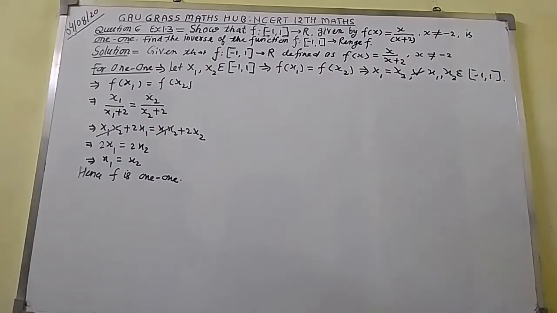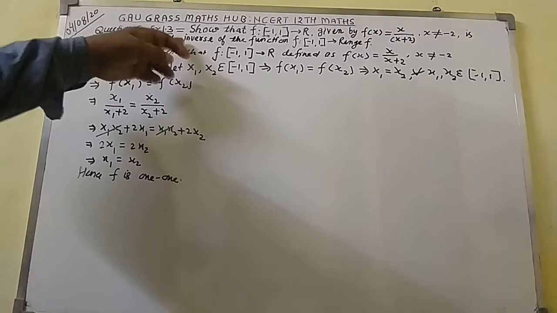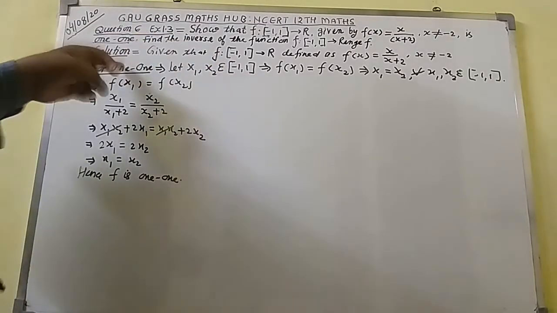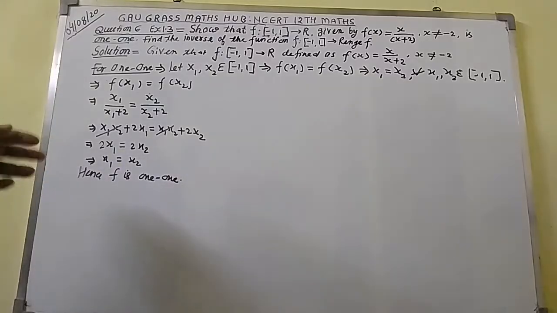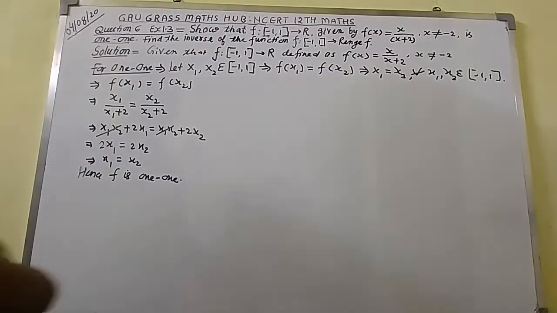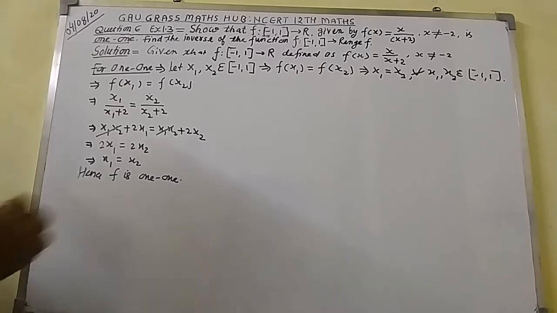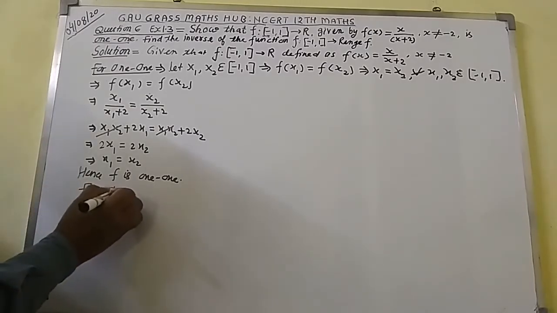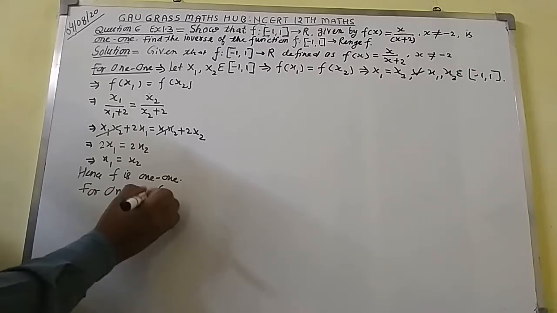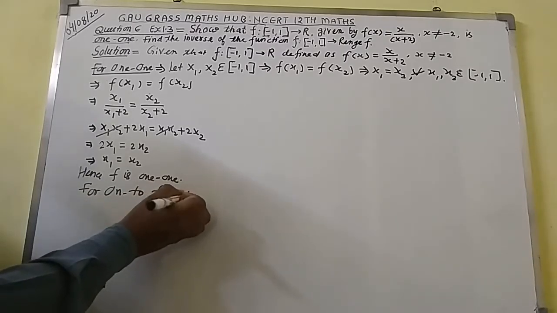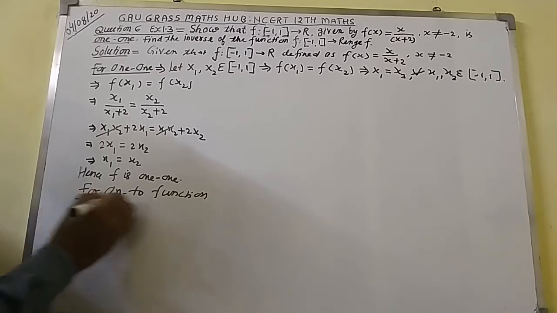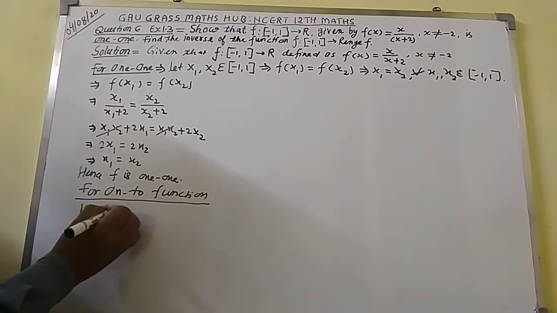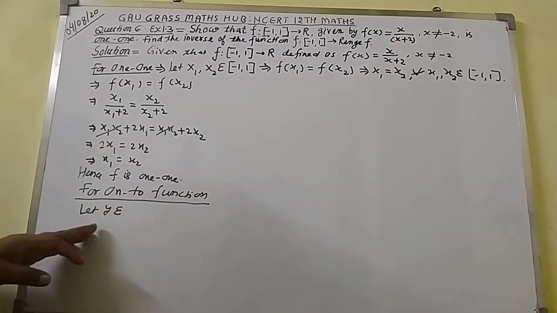What to do next? Here the inverse is there. So I have proved this function is a one-one function. Again I shall prove this function will be an onto function. So let us see how this function is onto. For onto function, let small y belong to range f.